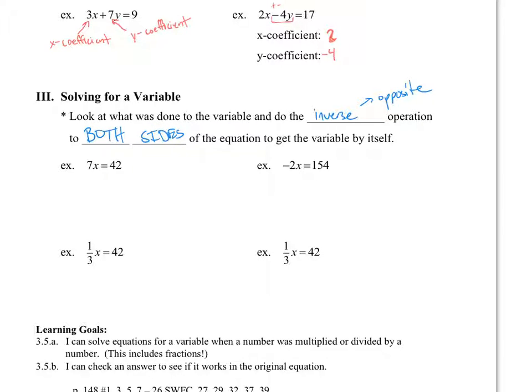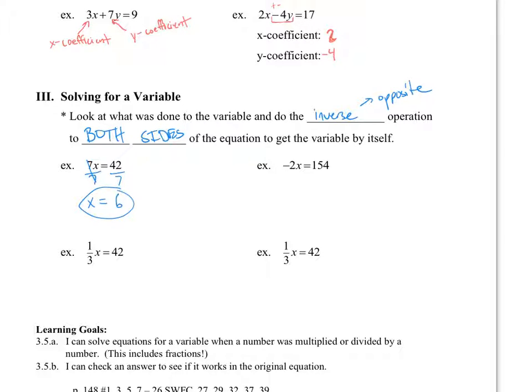So 7x equals 42. What's happening to x? It's getting multiplied by 7. So what would we do to it then? We divide by 7. So x equals 6, so these 7s cancel. 42 divided by 7 is 6.